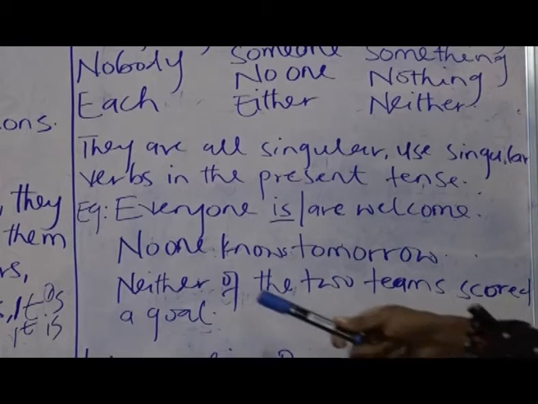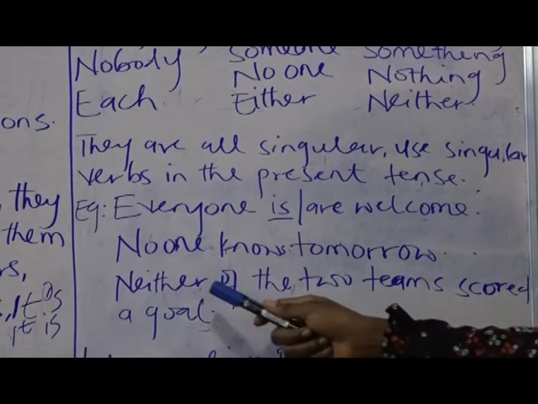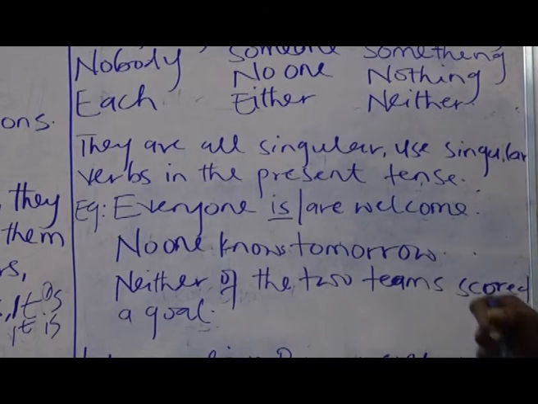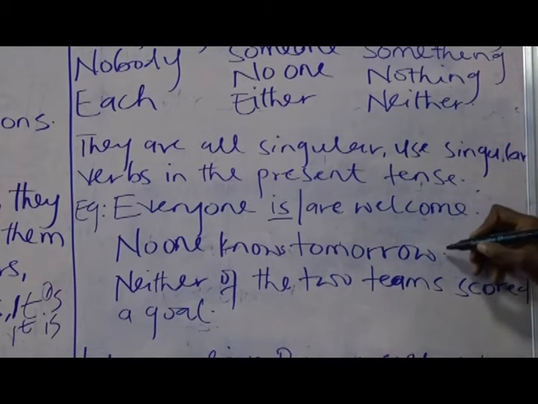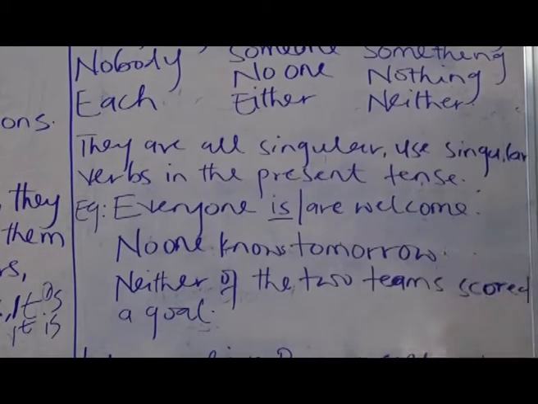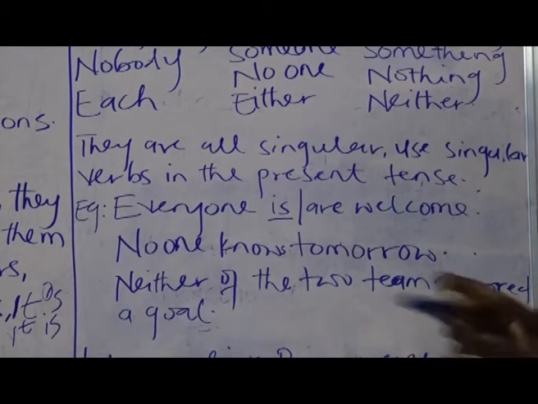Now, let's look at another sentence. Neither of the two teams scored a goal. Now, let's go back to this sentence. Remember to always put a full stop at the end of each sentence. Begin your sentence with a capital letter and end it with a full stop. Now, no one knows tomorrow.